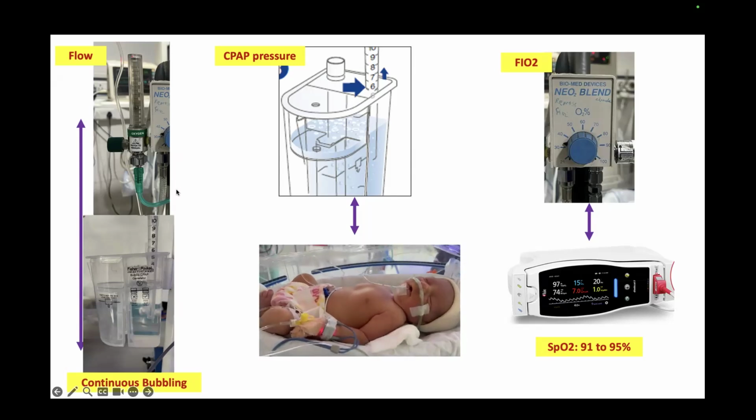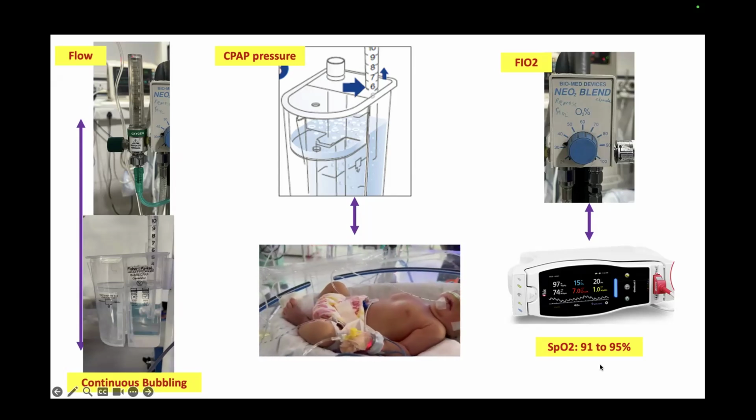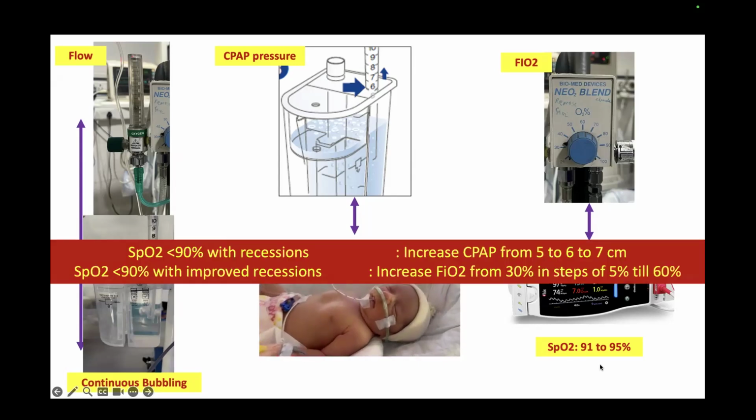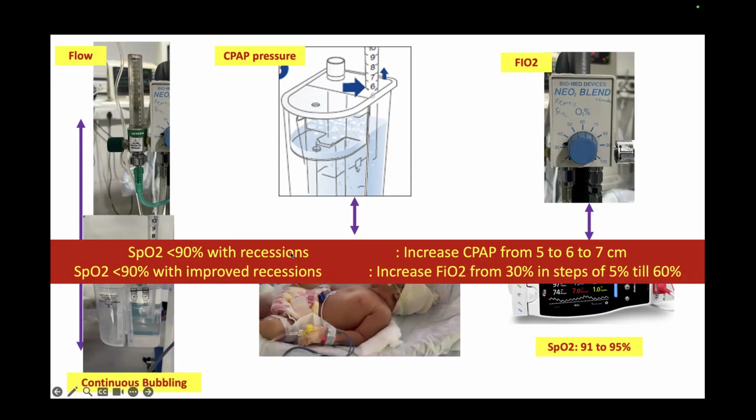So once you take care of flow and pressure, you then need to titrate the FiO2 to maintain the saturation between 91 to 95%. If a baby has hypoxia, that means saturation is less than 91%, and has increased work of breathing, what do you do? First, open the lung by increasing the pressure. Keep increasing the pressure from 5 to 6, 6 to 7, till you see the work of breathing or the SA score has come down.